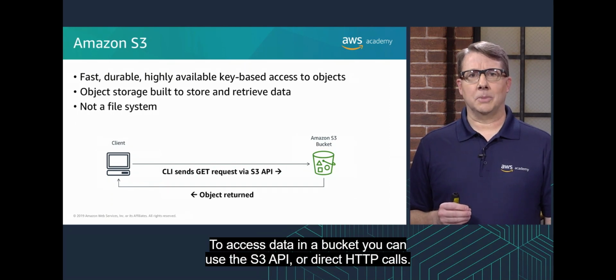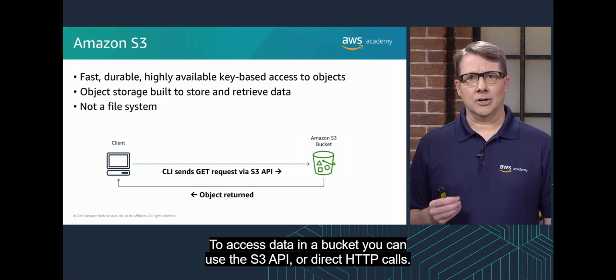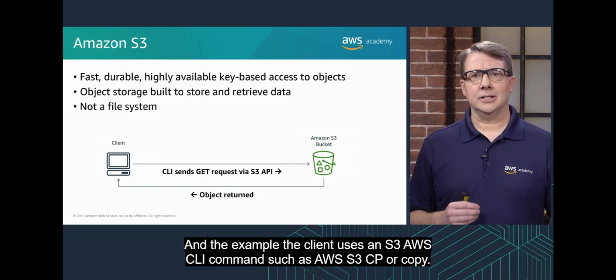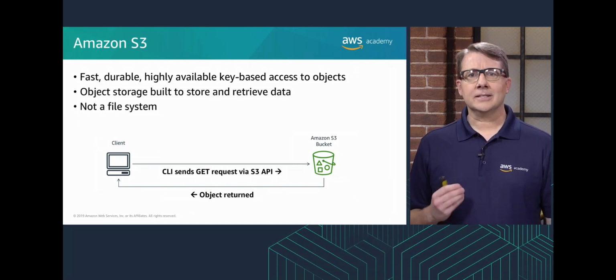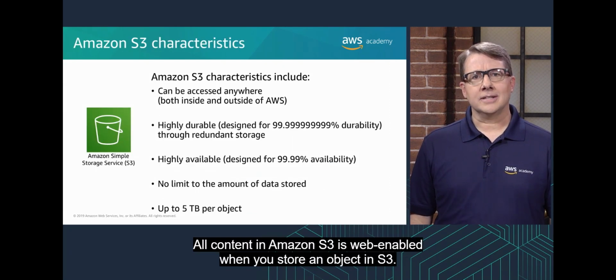To access data in a bucket, you can use the S3 API or direct HTTP calls. In the example, the client uses an S3 AWS CLI command, such as aws s3 cp, or copy. This command issues an HTTP GET method to retrieve an object from an S3 bucket. All content in Amazon S3 is web-enabled.